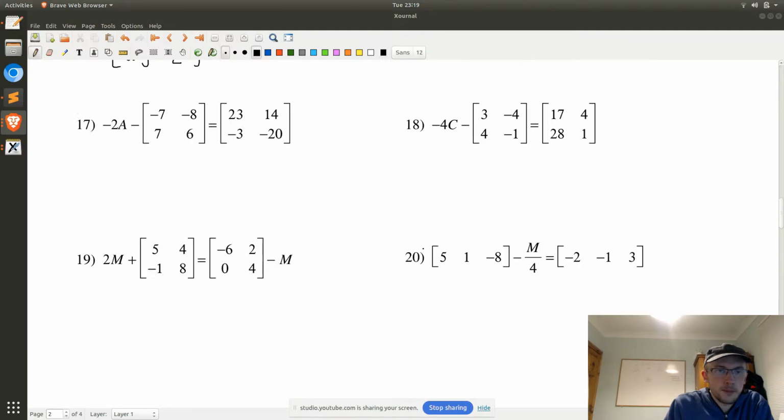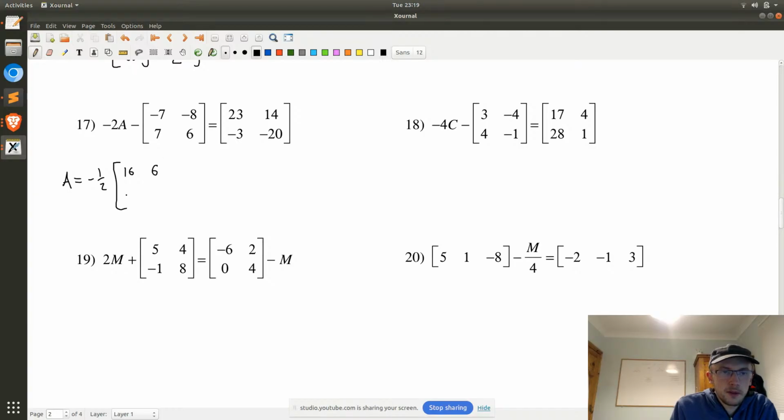Okay, just 4 more. I'm going to do it. So A is negative a half of the matrix on the left plus the matrix on the right. So that would be 16, 6, 4, and negative 14. And now half it and negate it. So negative 8, negative 3, negative 2, and 7.